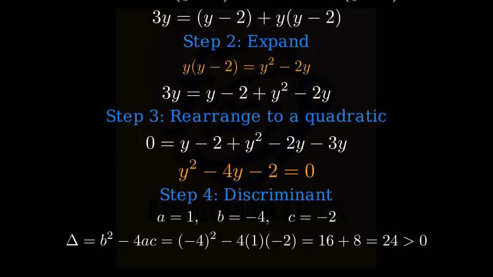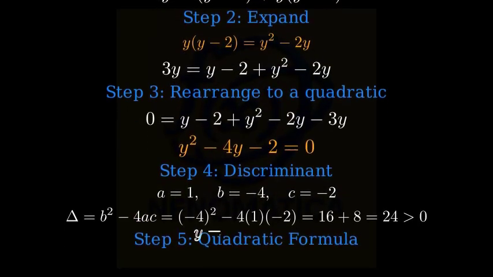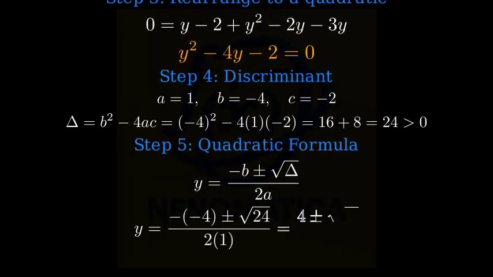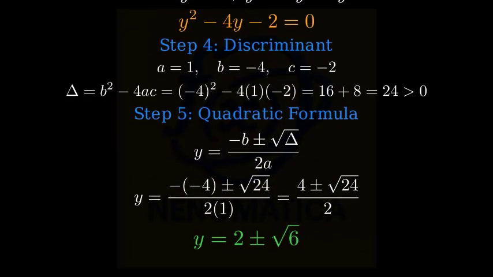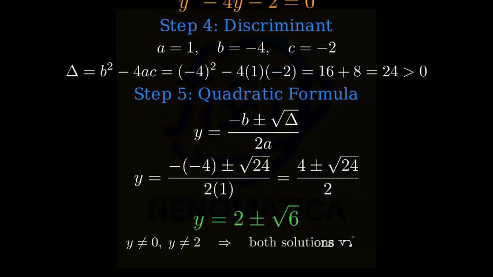Step 5. Apply the quadratic formula. y equals -b plus or minus the square root of delta all over 2a. Substituting gives 4 plus or minus the square root of 24 over 2. That simplifies to 2 plus or minus the square root of 6. Finally, check the domain. The values must not make a denominator 0. Since 2 plus or minus the square root of 6 is neither 0 nor 2, both solutions are valid. Here is the final answer.